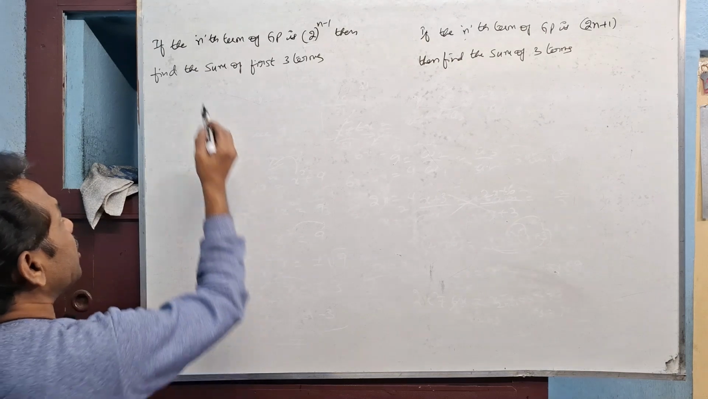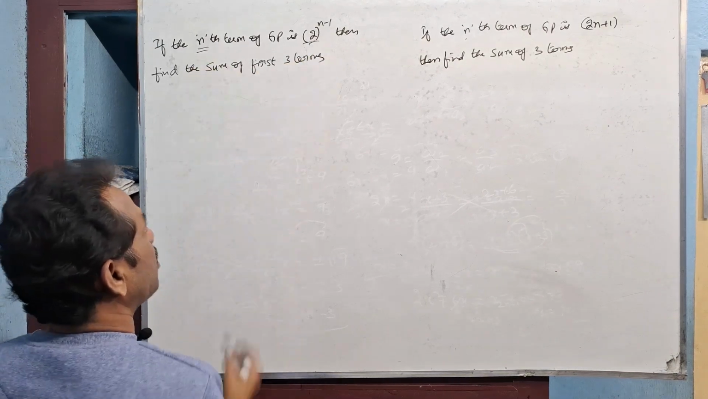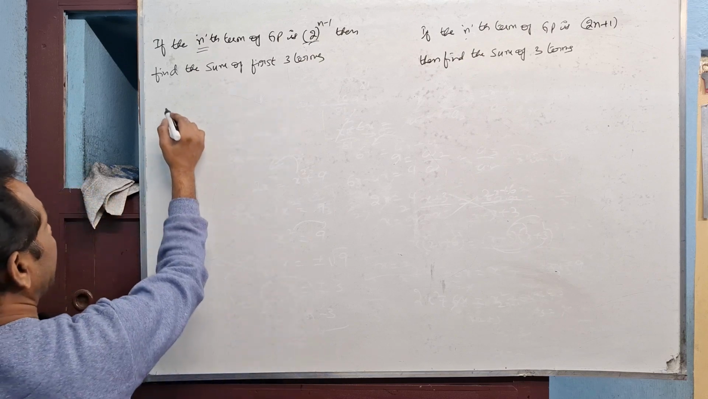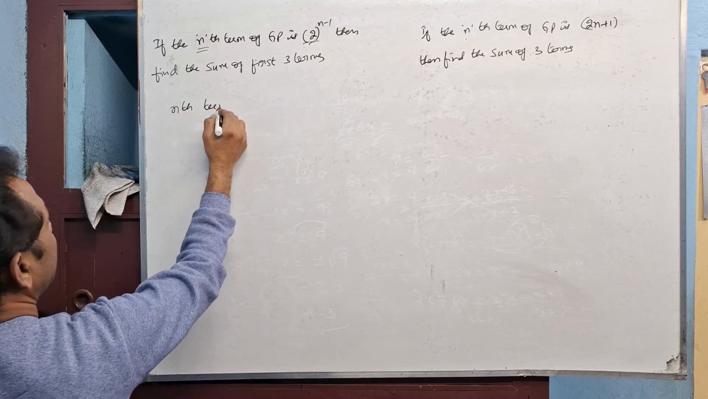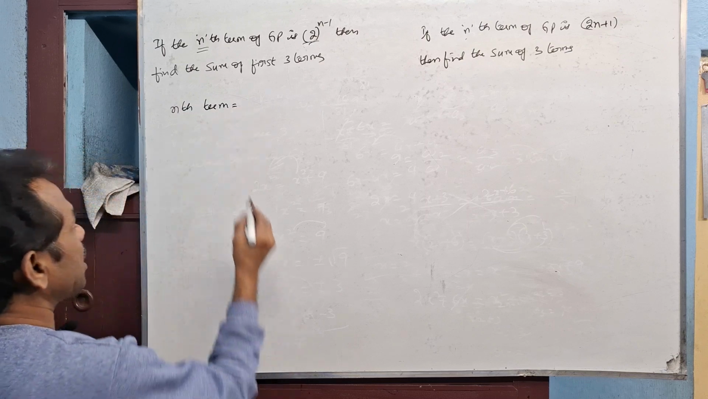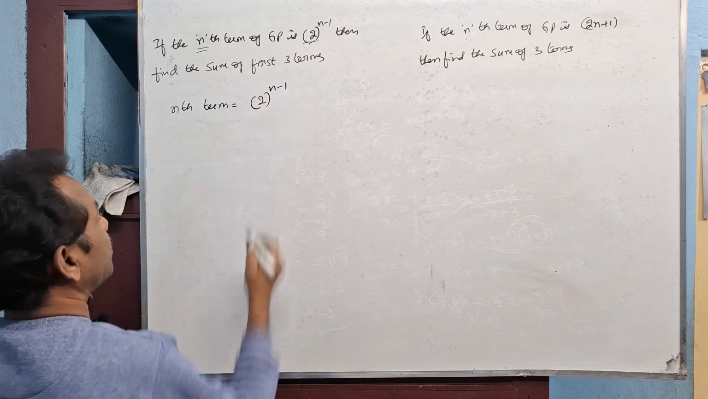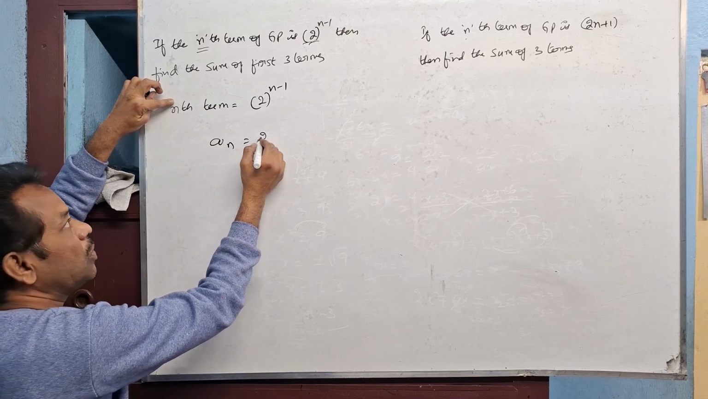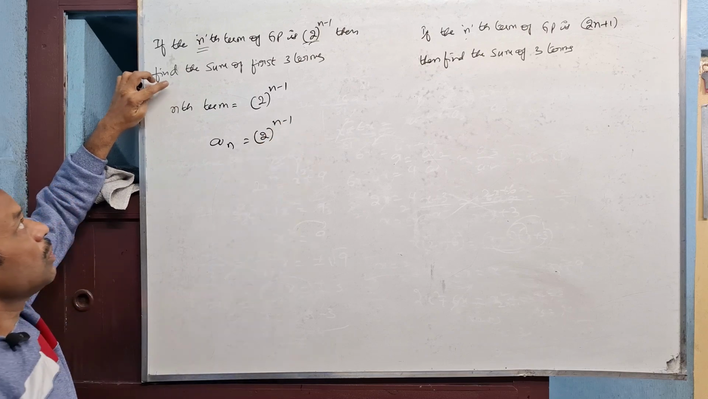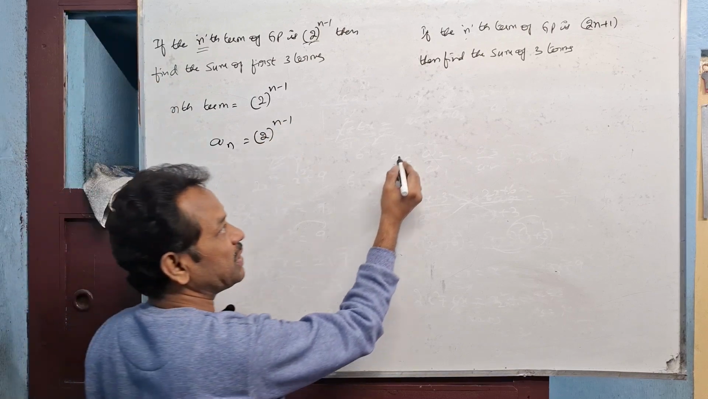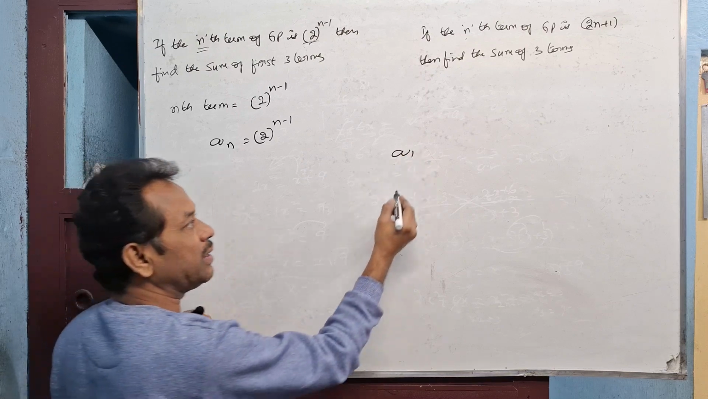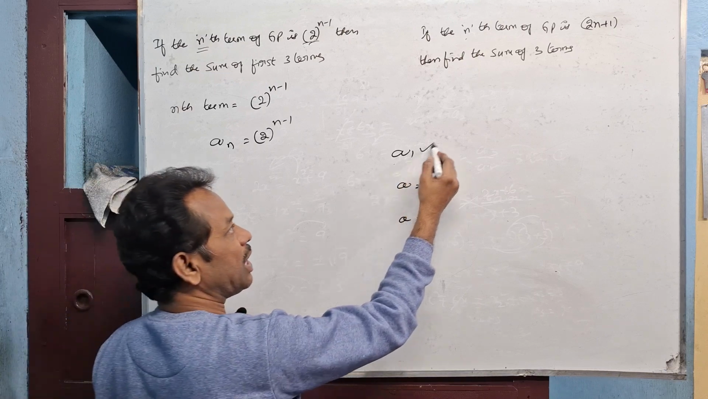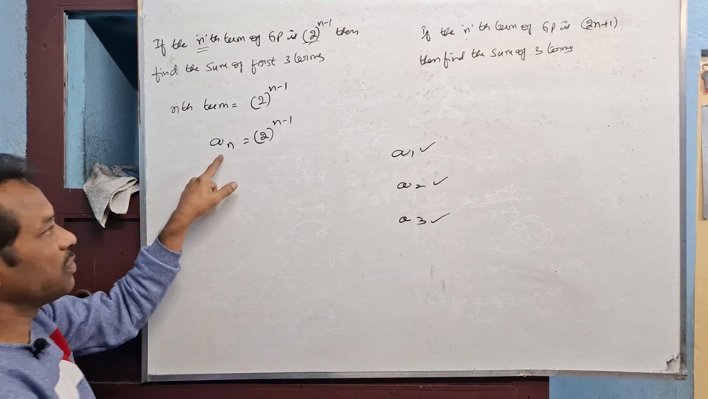In this question, given that the nth term of GP is 2 to the power of n minus 1, we need to find the sum of first three terms. So as per the question, the nth term of GP is 2 to the power of n minus 1. We can write the nth term as an equal to 2 to the power of n minus 1. Now we need the first three terms. The first term is a1, the second term is a2 and the third term is a3. So here we need to find a1, a2, a3 using this nth term.